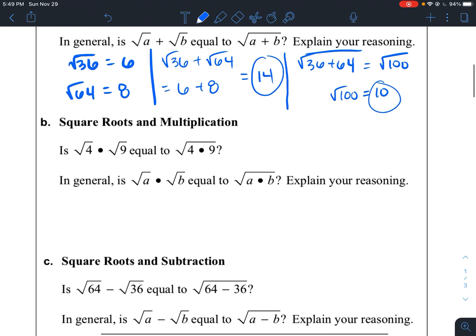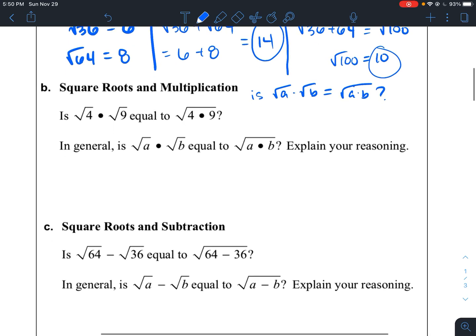Well, let's go to b. This time we're using multiplication and not addition. Is the square root of 4 times the square root of 9 equal to the square root of 4 times 9? Basically, what we're trying to prove is: is the square root of a times the square root of b equal to the square root of a times b? Are these equivalent? Let's go ahead and give it a shot. We'll see if this example works out.